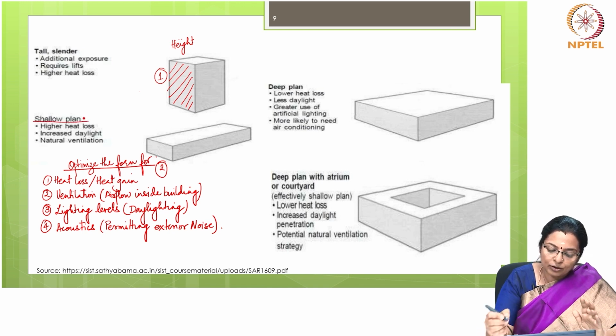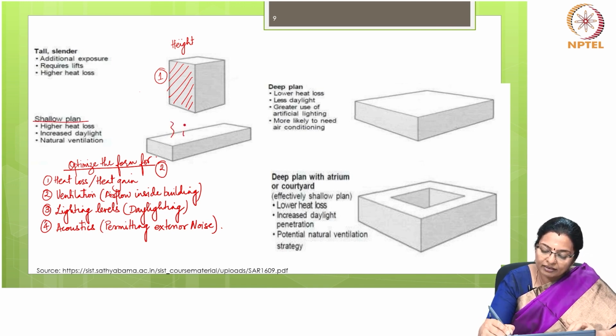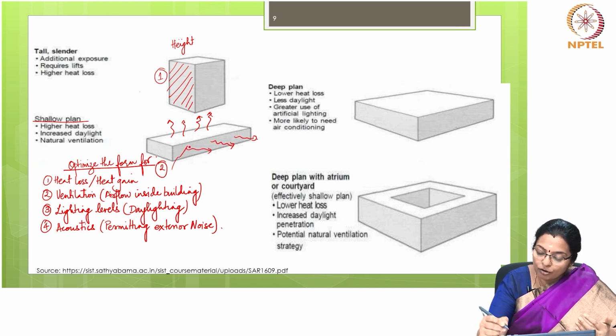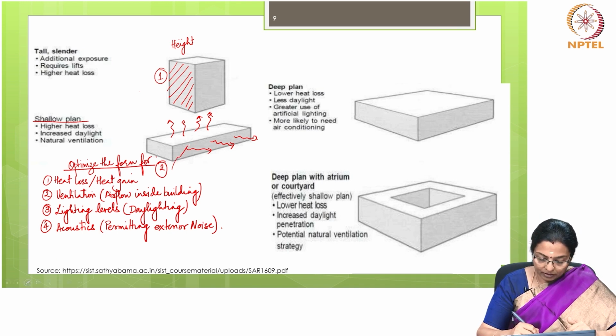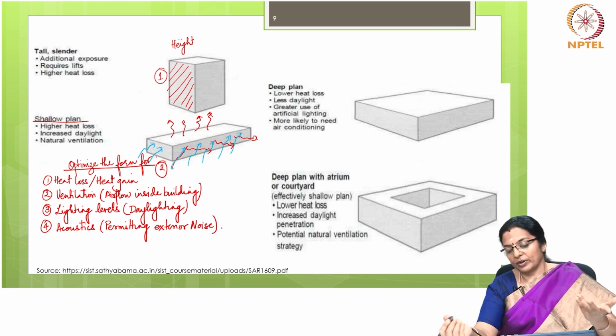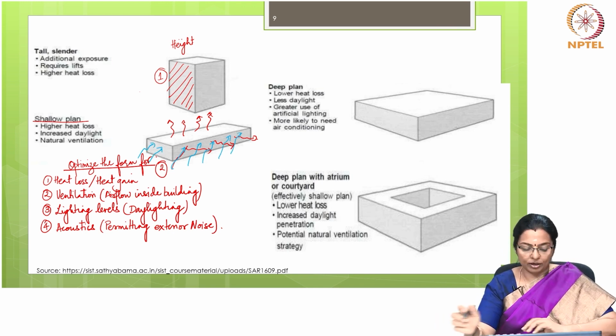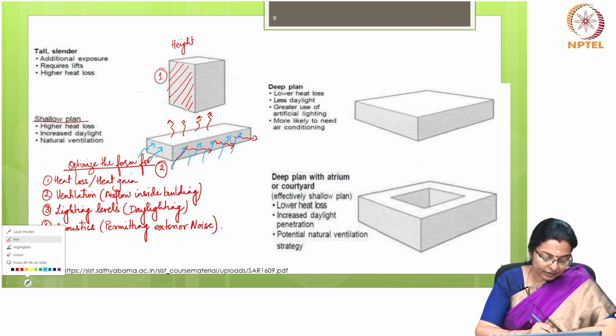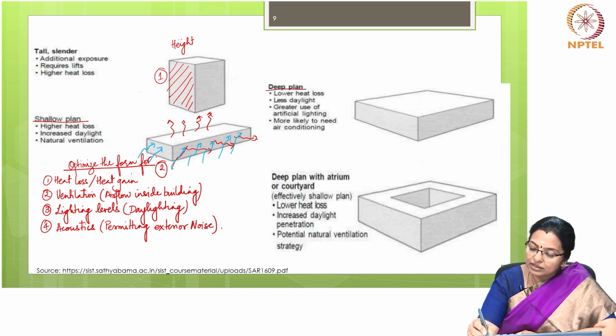So, if you look at a shallow plan, there is provision for higher heat loss. There is a possibility of higher heat loss if we are looking at a cold climate. There is adequate daylight, but there is also possibility of ventilation. So, ventilation gain may also happen, which is something which you have to decide whether in that particular climate it is needed or not. Then we move on to another plan form, which is deep plan.